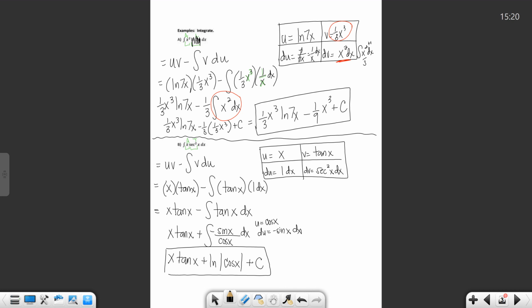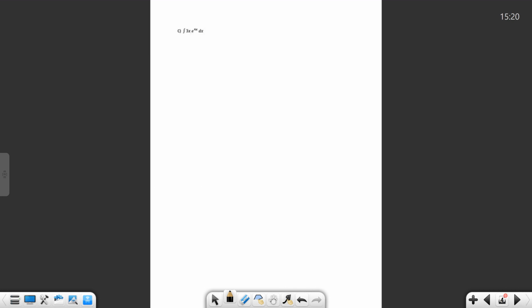Okay. All right, let's do some more. Integral of 3x e to the 4x. Let's look at what we got. So we've got 3x, which is going to be an algebra, and e to the 4x, which is an exponential.